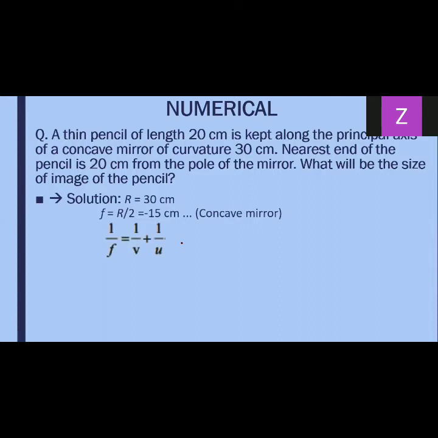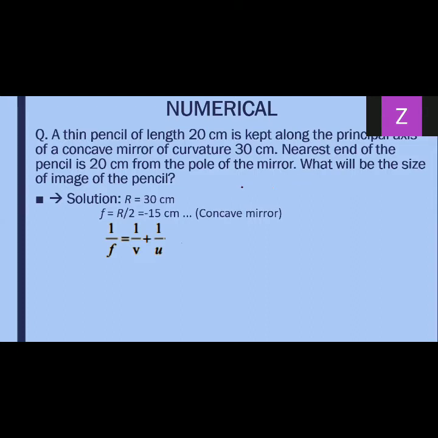Next, we're going to use a formula: 1 upon F is equal to 1 upon V plus 1 upon U. Now, the nearest end of the pencil is the part which you are going to consider as an object. The pencil is not standing, it is lying down along the principal axis, right?